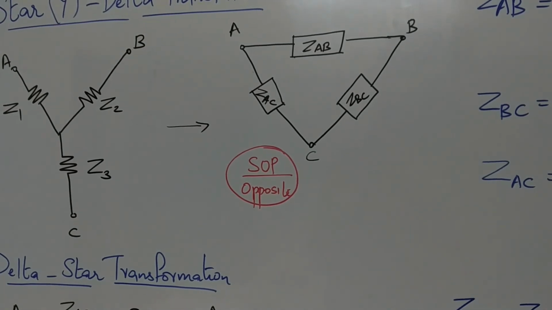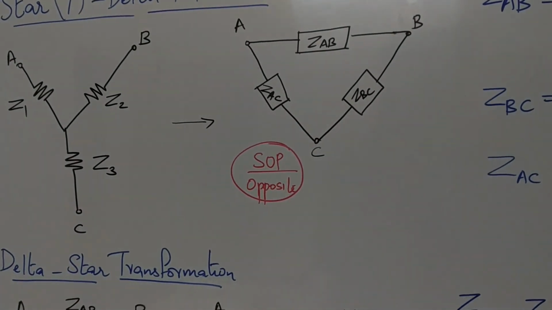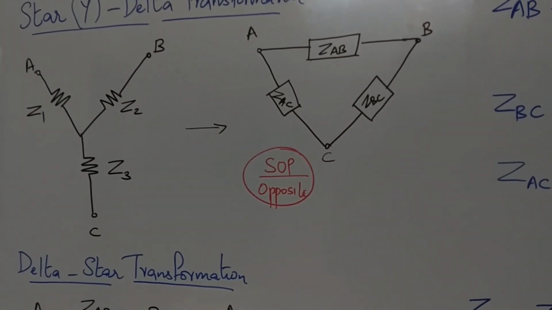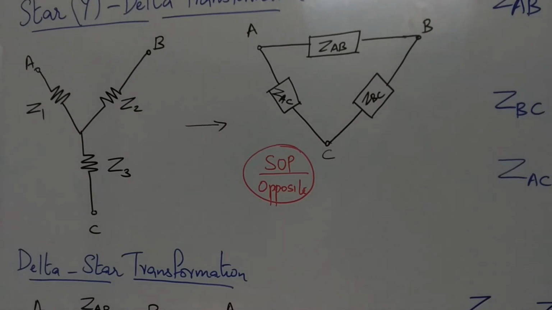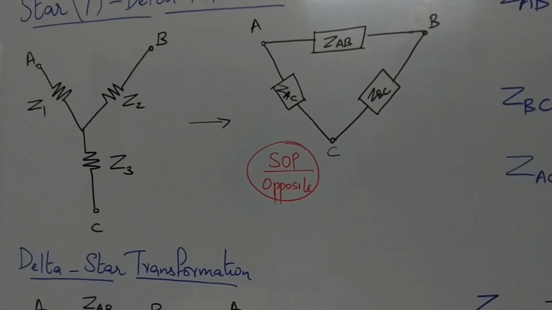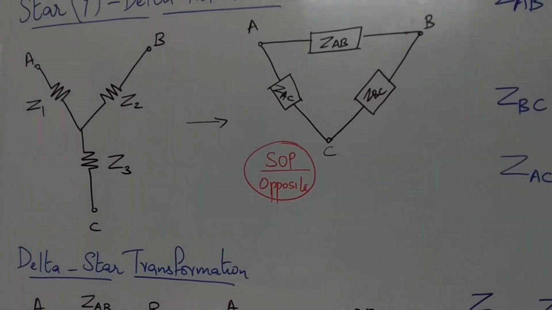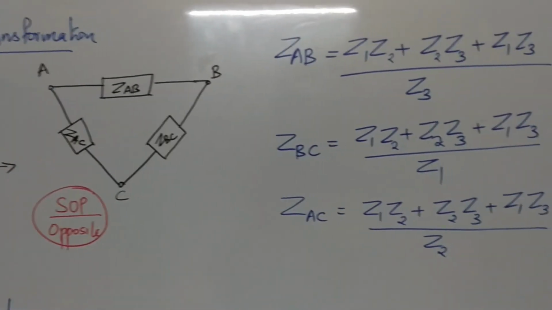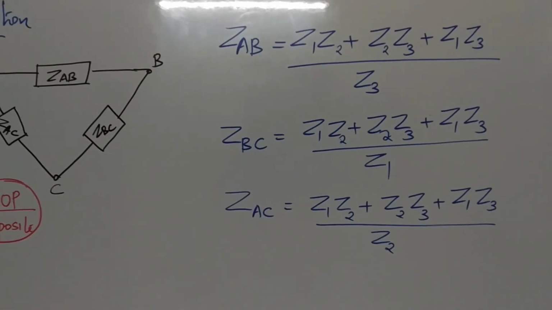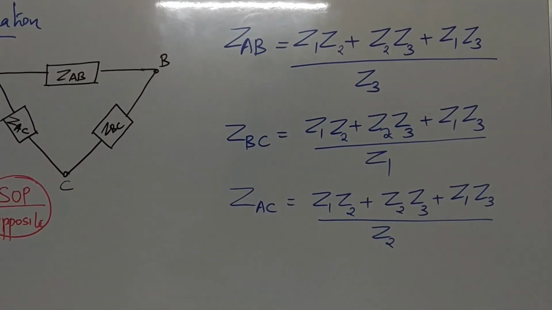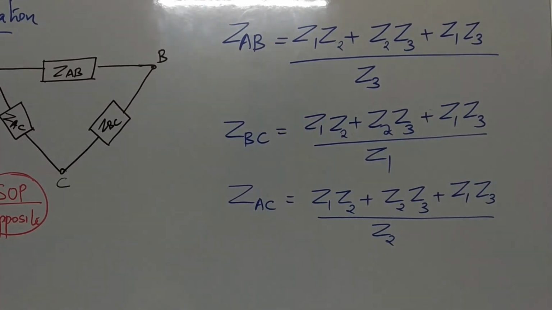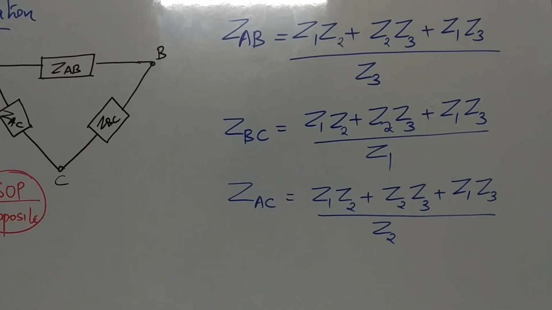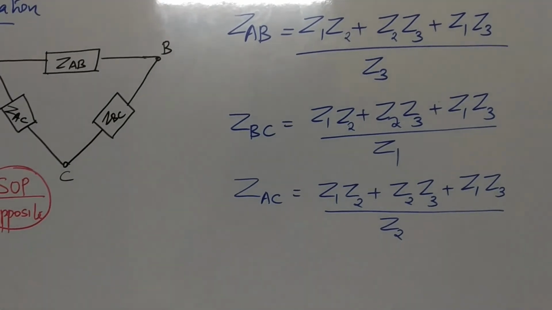That is, suppose you want to find out the branch ZAB. Now when you watch the terminals A and B, which is the impedance lying opposite to terminal A and B in Y, it is Z3, right? So the numerator is the same. It is the sum of product for all the three. Sum of product is Z1 Z2 plus Z2 Z3 plus Z1 Z3. That remains the same. Only thing is that denominator changes. So for the denominator, you have to take the opposite branch.